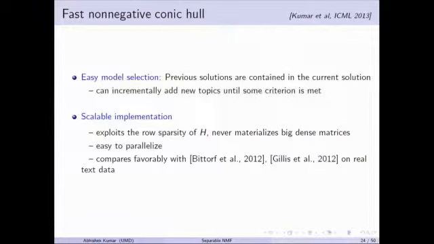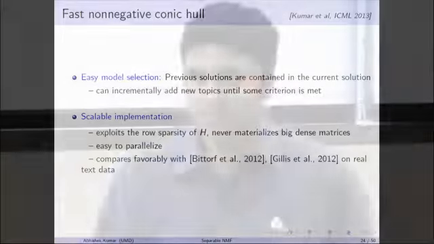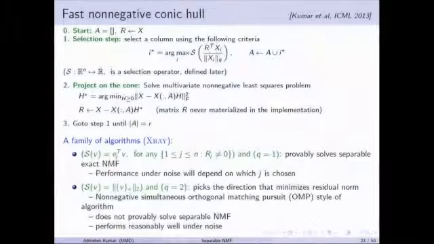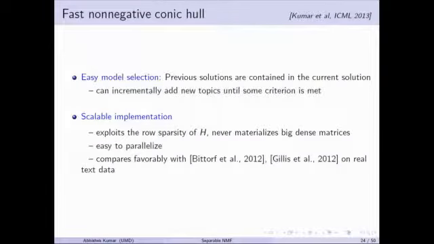So one advantage of the method is that model selection is very easy because we are incrementally adding these topics. In every iteration we add one topic, so all the previous solutions are contained in the current solution. So we can stop whenever some external criterion is met by the algorithm, and we don't need to rerun it every time for different values of R. And we have a scalable implementation which exploits the row sparsity of matrix H. Both the selection and projection steps are very easily parallelizable. And as we will see later, it compares favorably with previous methods on the same problem.